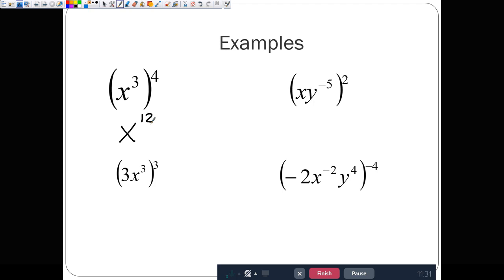So here I have x to the first that's also being raised to a 2. So it's 1 times 2, so that would be 2. So this is going to be x squared. Then y is negative 5 times 2, which is negative 10. So I have a negative exponent, so I need to simplify that. So it is going to become the denominator.